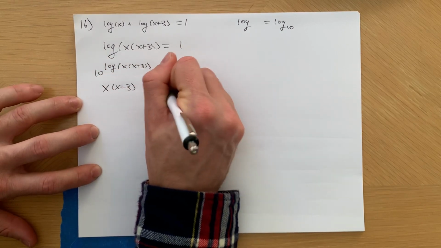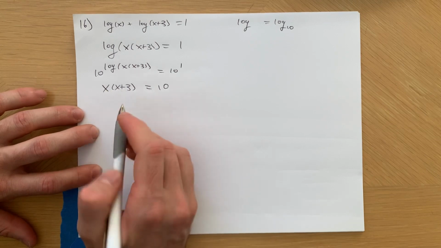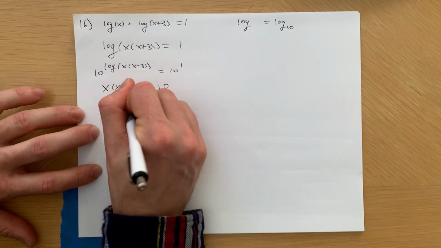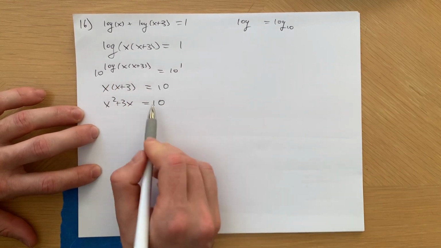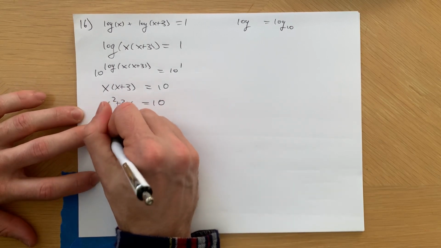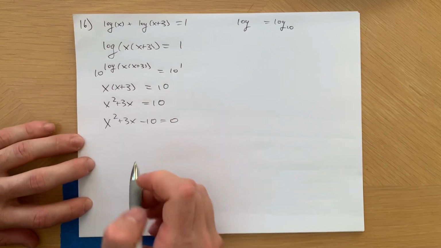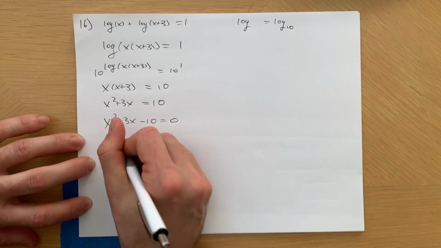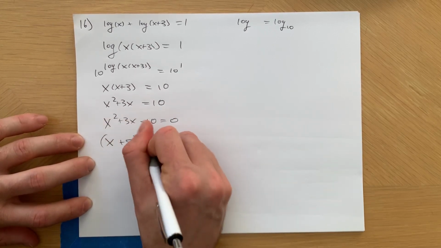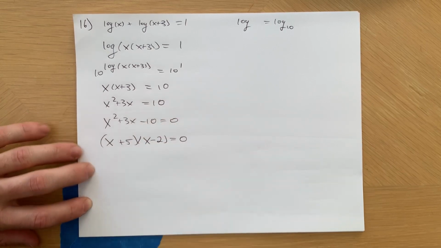And then 10 to the 1 is this 10. And so now if we distribute this x, we're going to get x squared plus 3x is equal to 10. We subtract this 10 over to the left, x squared plus 3x minus 10 is equal to 0. Then we factor. So that's going to be x plus 5, x minus 2 is equal to 0.